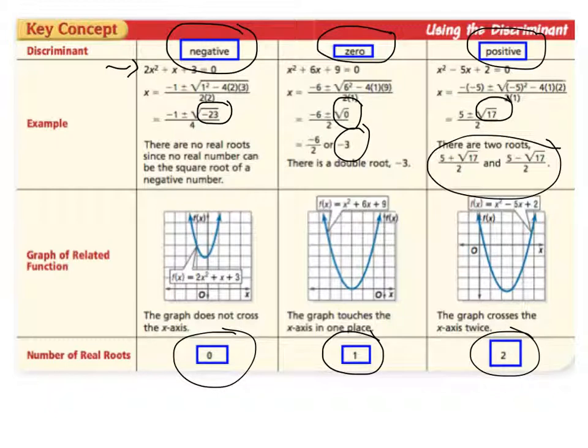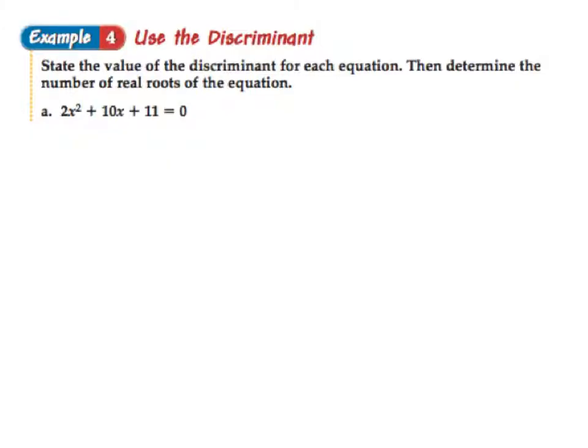Okay, so if it's negative, there's no answers. If it's 0, it has one answer. If it's positive, it's two answers. So this is the main thing that we want to remember for day 2, 10.4. We're simply going to figure out by using the discriminant how many values there are. In order to do that, we're simply going to do b squared minus 4ac.